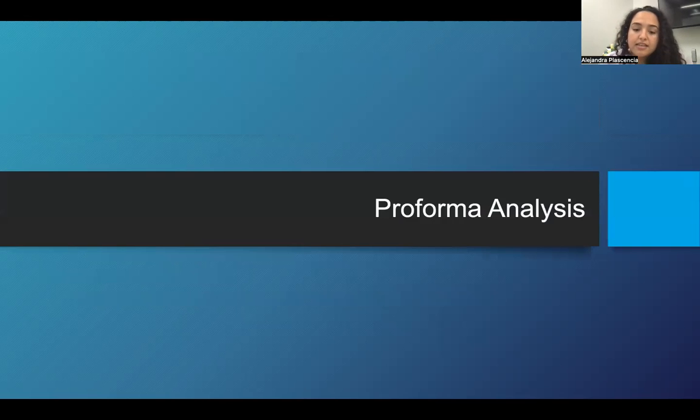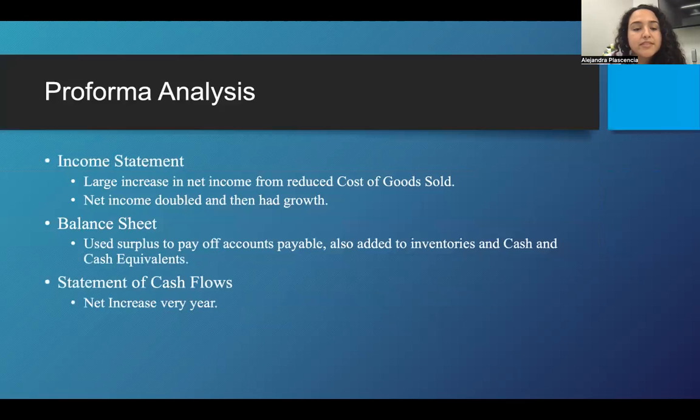Next, my pro forma analysis. This is just what I think the results were from my assumptions. So in the income statement, with the baseline sales, there was a really large increase in net income. And that is largely due to the decrease I had in cost of sales. Because I decreased the cost of sales, only by 3%, their net income still doubled in that 1 year from 2021 to 2022. And then after 2022, they still had growth.